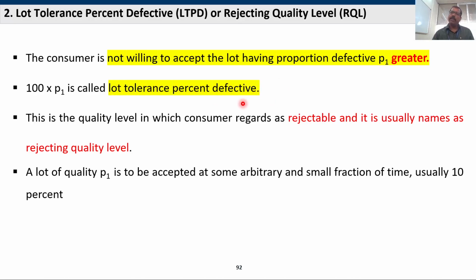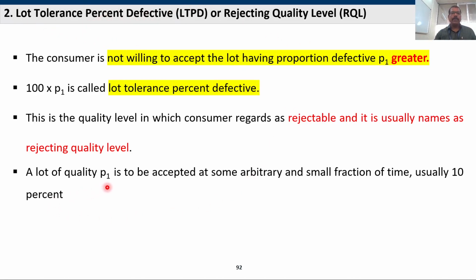Okay, so the P1 is either 5 percentage, 4 percentage, 3 percentage, something like that. This is the quality level which the consumer regards as rejectable, and it is usually named the rejecting quality level. So there are two concepts: one is acceptance quality level, and the other is rejecting quality level. For rejecting quality level, you have another term called the lot tolerance percent defective.